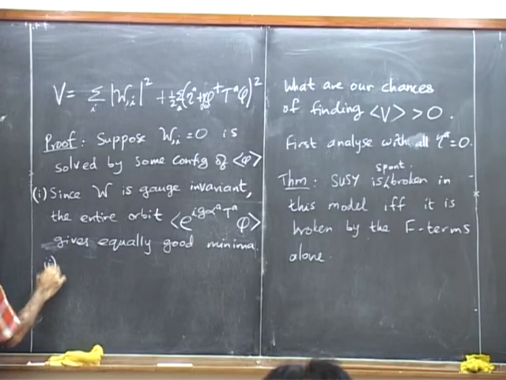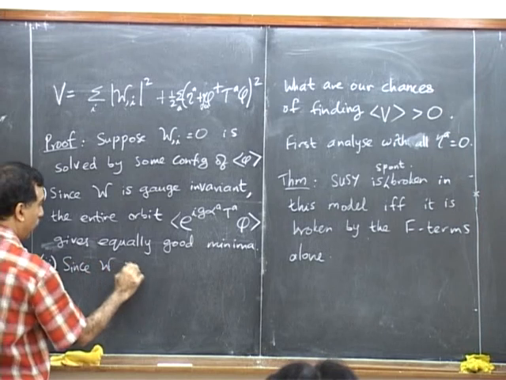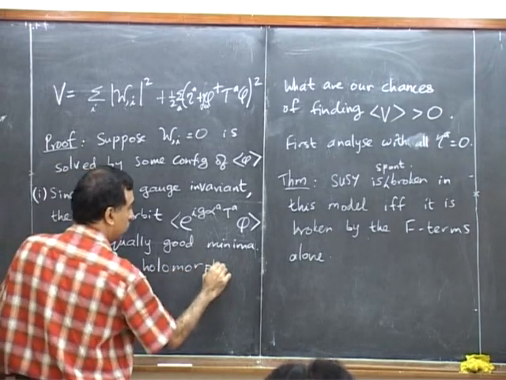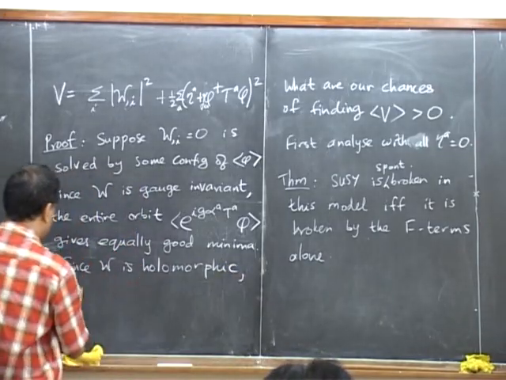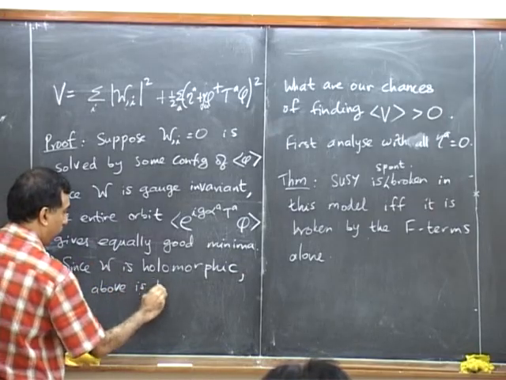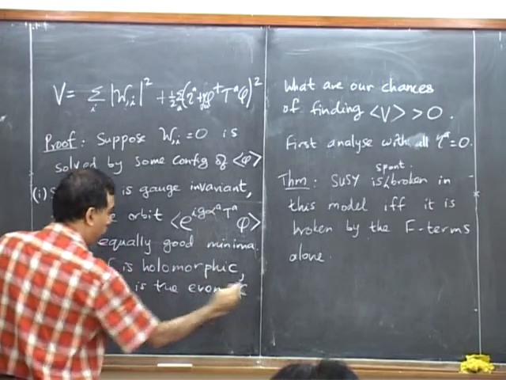Step 2 is rather dramatic. Since W is holomorphic, which means analytic, which means it contains only chiral superfields and not phi daggers, the above is true even if these parameters alpha are complex.